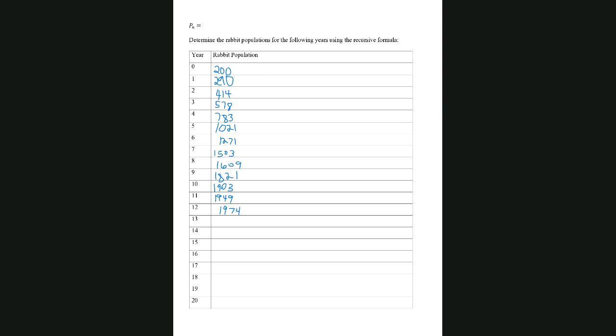Let's see, 13 is 1987. And you know, there might be many reasons for this. The more fish may die because there's not enough food to sustain the fish. Let's look at 14. 14 is going to be 1994. 15 is going to be 1997. 16, 1999.